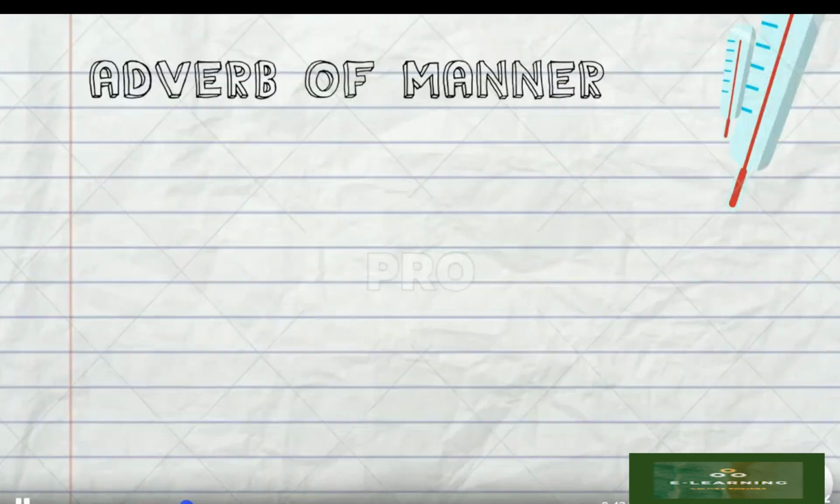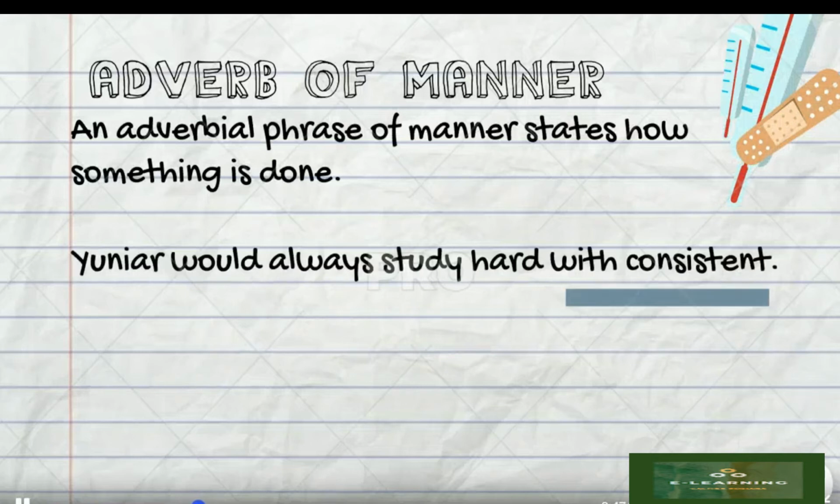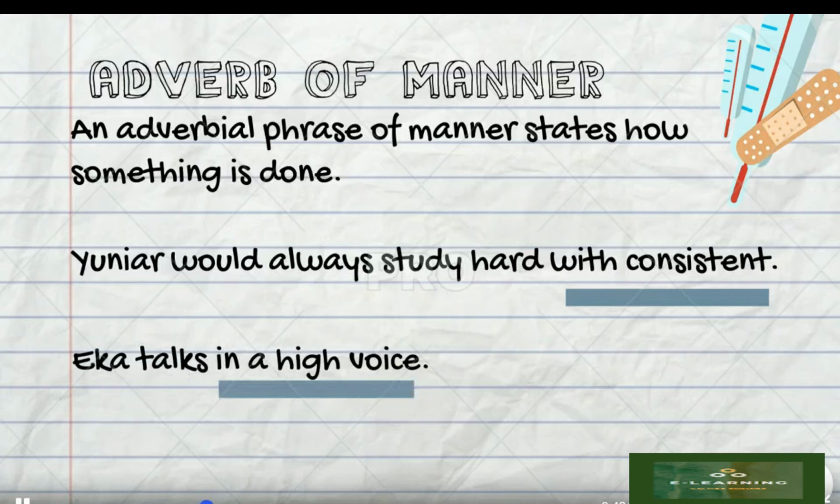Adverbial phrase of manner states how something is done. Caranya bagaimana? Example: Junior will always study hard with consistency. How would Junior always study hard? The answer, caranya adalah, the manner, the adverbial phrase of manner, is with consistency. Jadi dia, Junior akan konsisten terus belajar dengan giat. Eka talks in a high voice. How does Eka talk? Bagaimana sih Eka itu berbicara? The answer, the manner, is in a high voice.